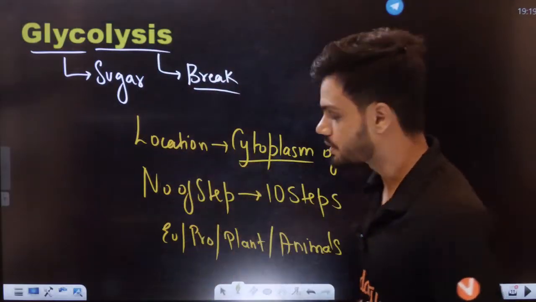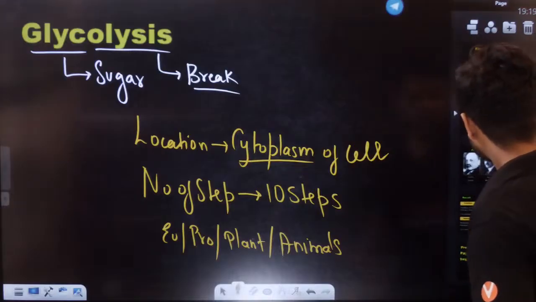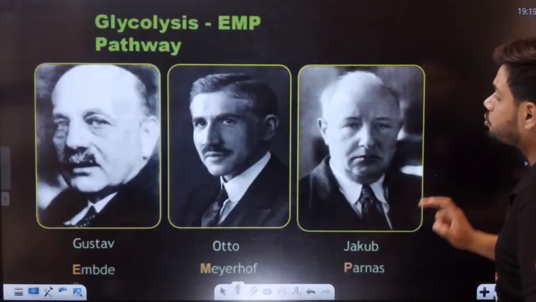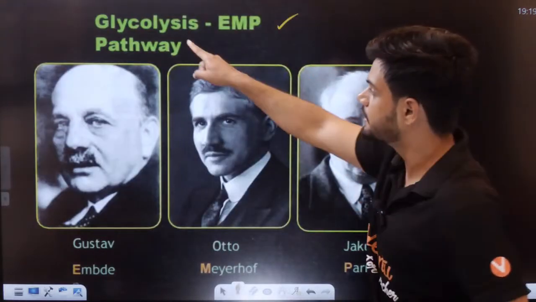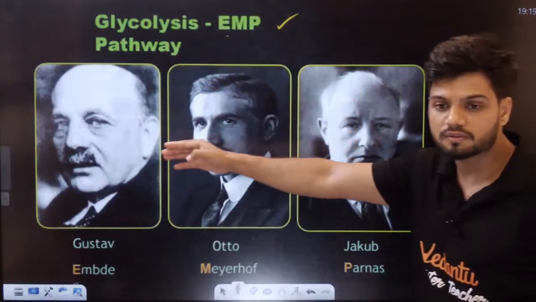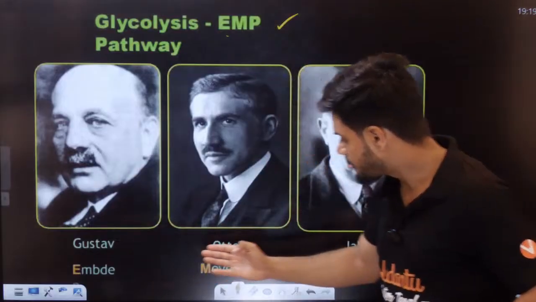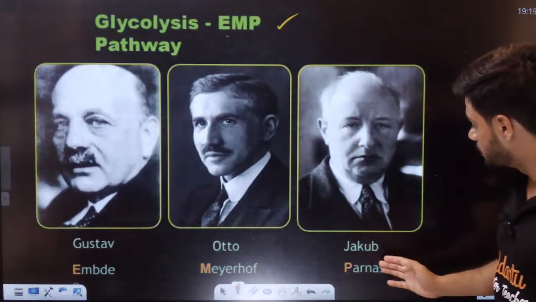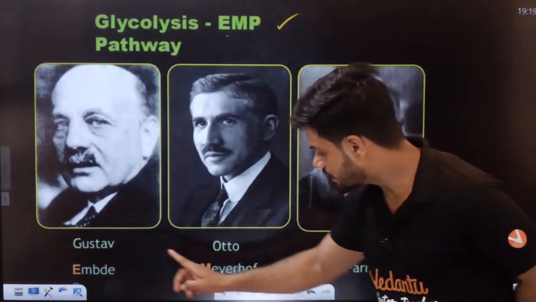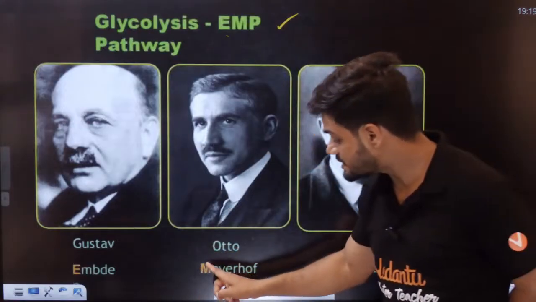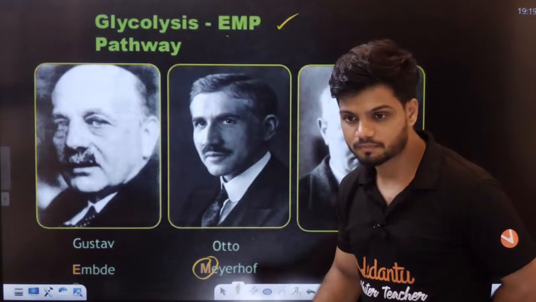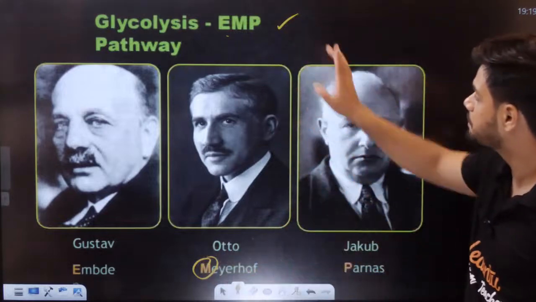Okay. Now students, this entire glycolysis is also called the EMP pathway. It is called the EMP pathway because of 3 scientists who discovered this process: Gustav Embden, Otto Meyerhof, Jacob Parnas. So the first letter of each surname has been taken. It's called the EMP pathway.